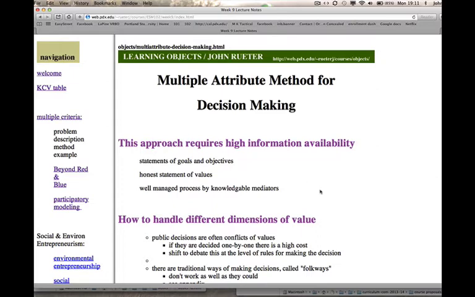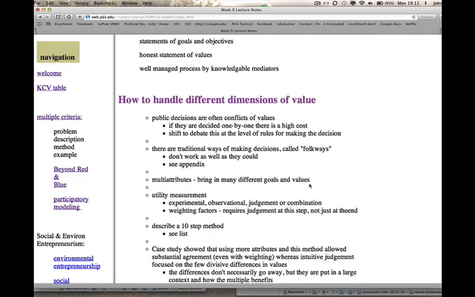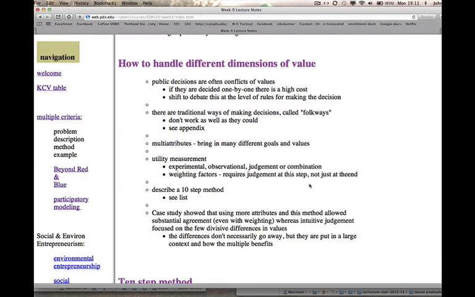Before, we saw that if you really don't know too much, you could create different scenarios. This one is maybe to address a particular problem. I'm going to give you an example in a little bit, but this is a way to handle the different dimensions of values. Often in public discourse there's a conflict of values, and if these are handled just one at a time or handled differently in each case, there's a big cost to that. Every decision-making process has to ramp up and go through that. So in this case, we're trying to shift the debate to what the rules for making the decision are, and then go through those steps.